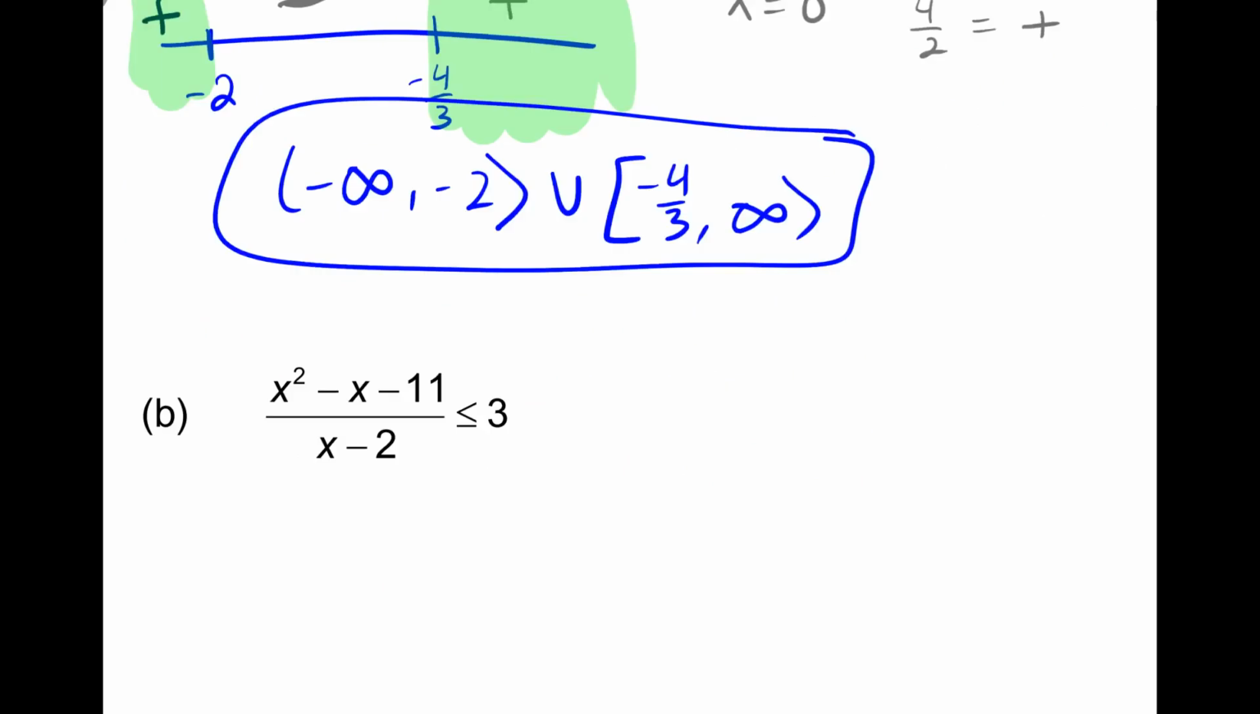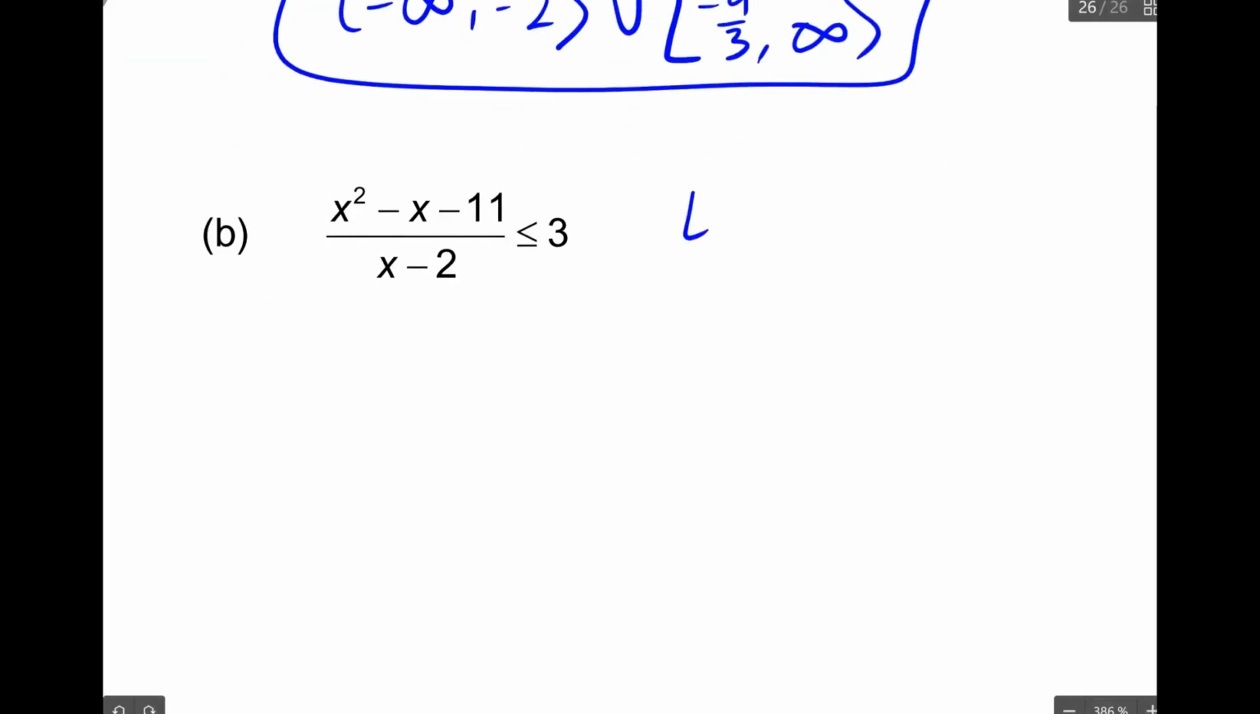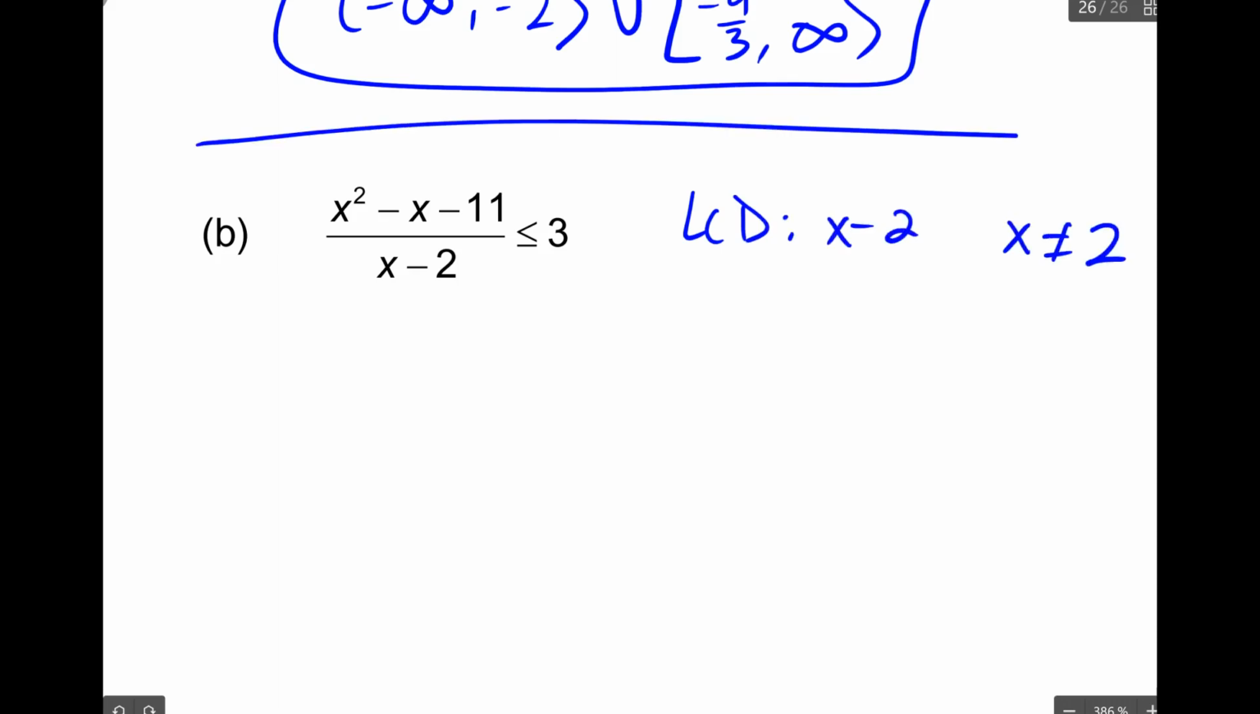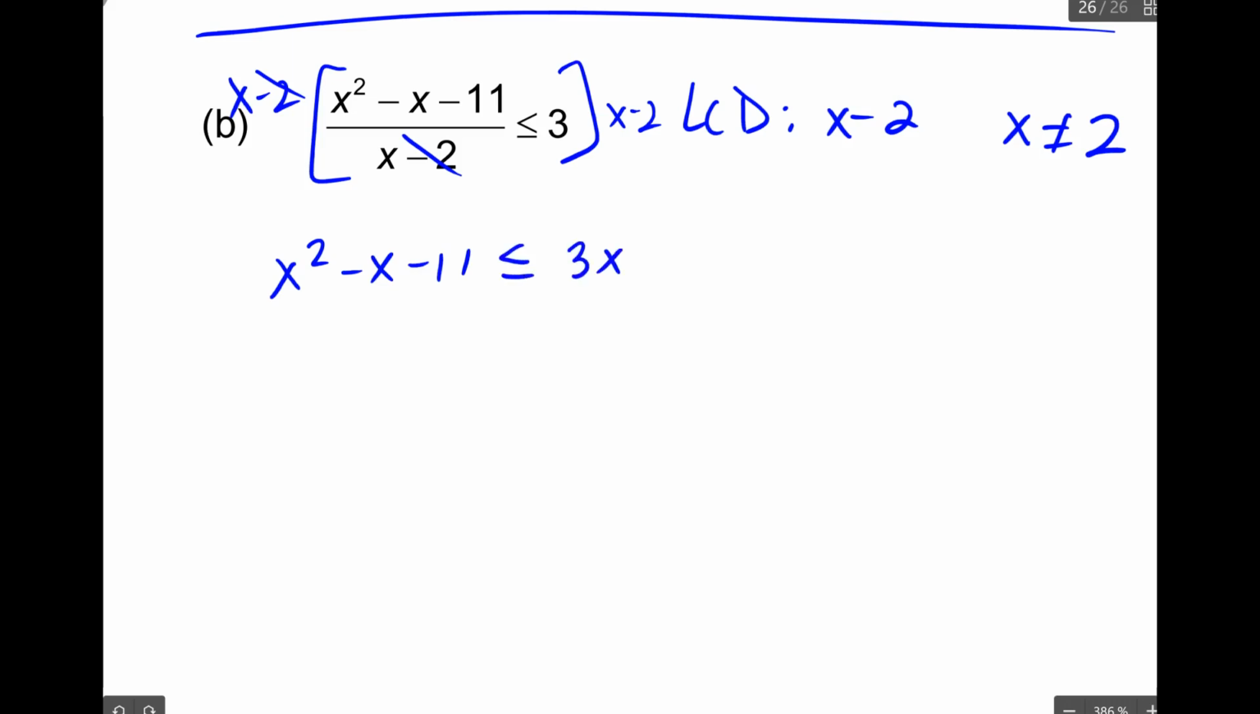Okay, last problem. Here the least common denominator is going to be x minus 2, meaning x cannot equal 2. I want to multiply everything by x minus 2. Multiply by x minus 2, crosses out here, I still have x minus 2 over here. Okay, so x squared minus x minus 11 is less than or equal to 3x minus 6.